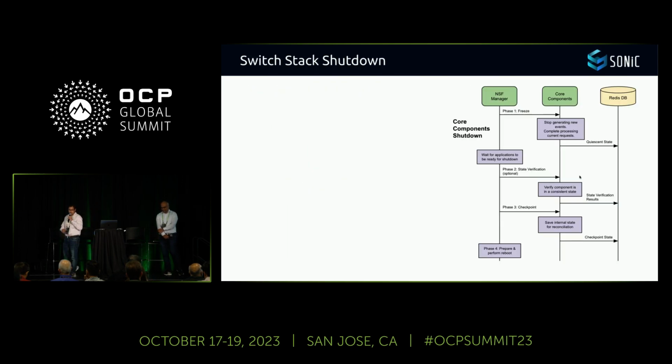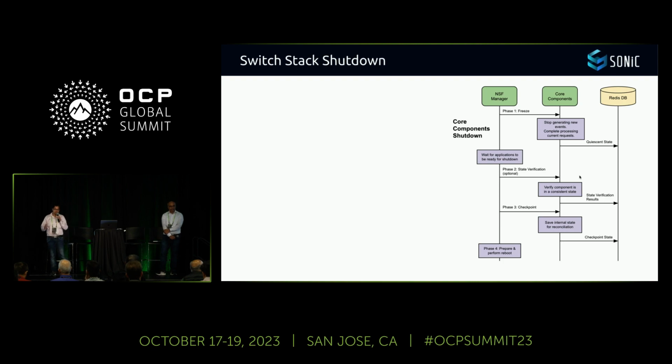So here's what the flow diagram looks like for core components like SWSS syncd that actually serve requests from all the components of the switch stack. Phase 1 is send freeze. They stop generating new intents. They complete processing current requests and also continue to process requests until everyone else has become quiescent. And once there are no more requests, they report their quiescent state in the DB.